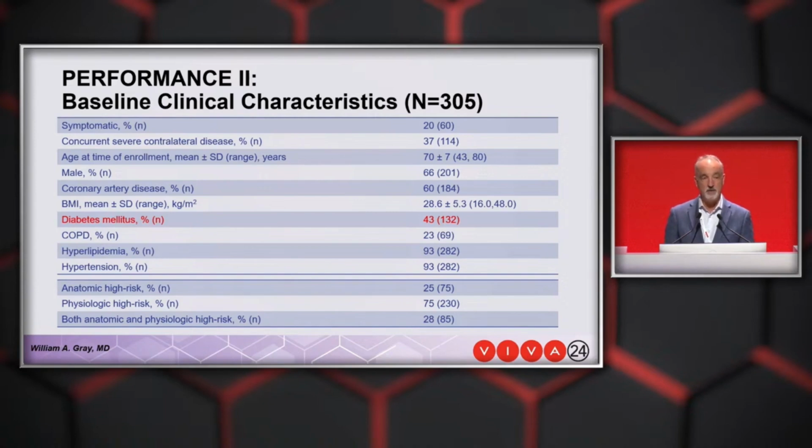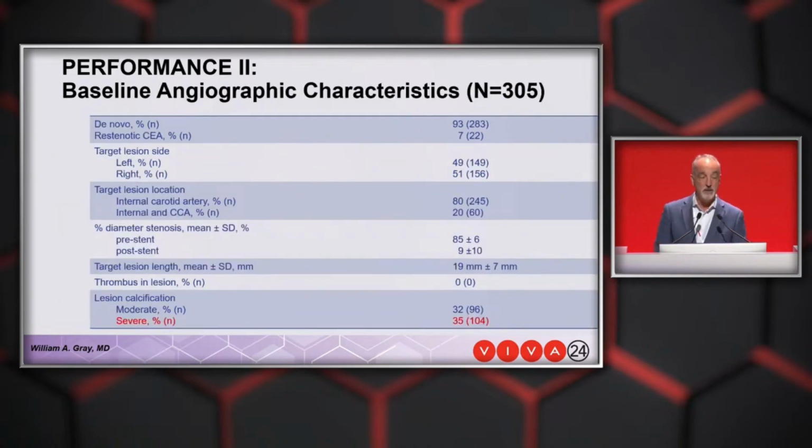The anatomic high-risk features were present in 25% of the patients, again, an FDA mandate, and the physiologic high risk in 75%, with a mix of both in over 25% of the patients. Most patient lesion sets were de novo. The pre-stent stenosis severity was 85%, post-stent was less than 10%. There was no lesion thrombosis, and lesion length was under 20 millimeters. And although severe lesion calcification was an exclusion, nevertheless we saw severe calcification in over a third of the patients.